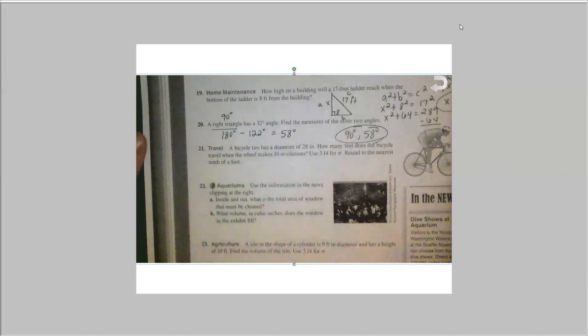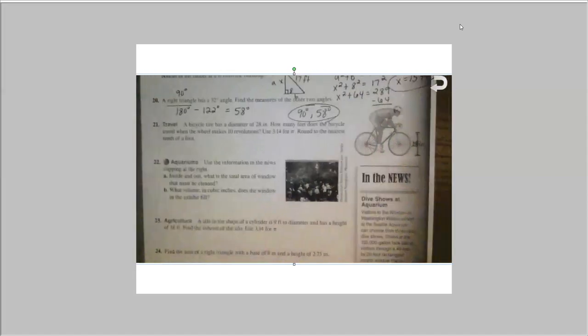All right. Number 21 says, a bicycle tire has a diameter of 28 inches. Okay, so here's a picture here. So the diameter of that tire is 28 inches. How many feet does the bicycle travel when the wheel makes 10 revolutions, 10 full turns, 10 circles? Use 3.14 for pi and round to the nearest tenth of a foot.